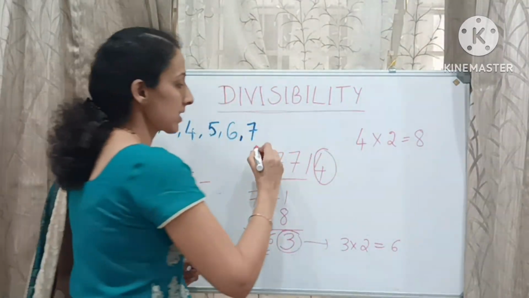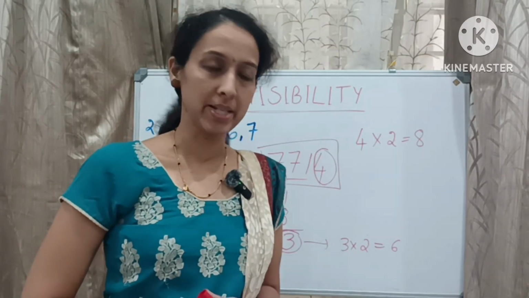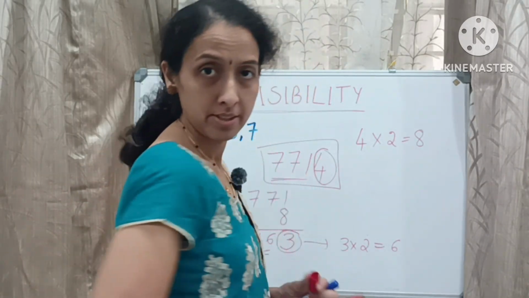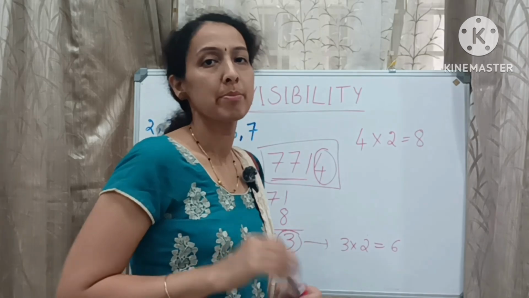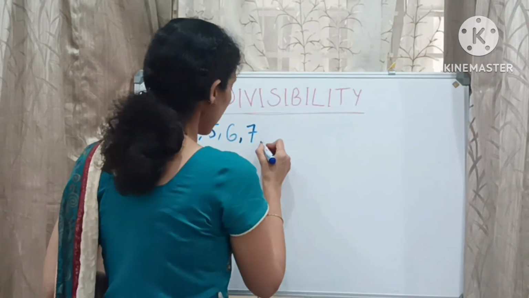That means this entire number 7714 is divisible by 7. Can we confirm it ourselves by dividing and finding the quotient? Now we are seeing the divisibility by 8.